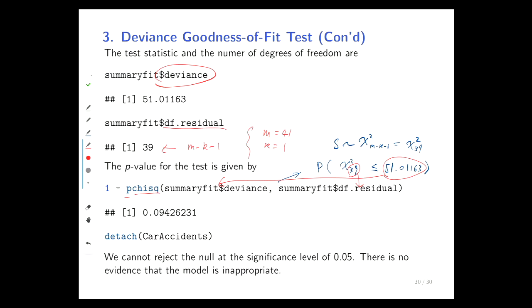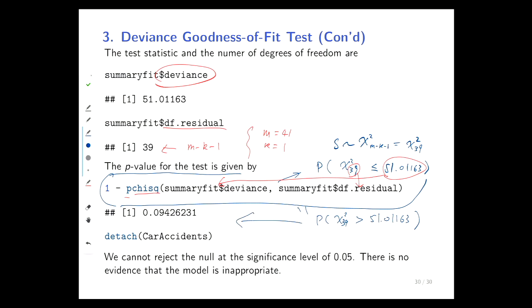But the p-value is the larger or equal to probability. So in this case, this whole command line returns the probability that a chi-square distribution with 39 degrees of freedom is larger than 51.01163. So that's the p-value. And you can see that this p-value is larger than 0.05. So at this significance level, we do not have any evidence that this model is inappropriate. So that means we cannot reject the null hypothesis.